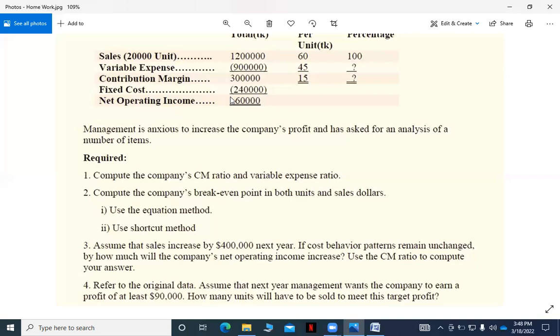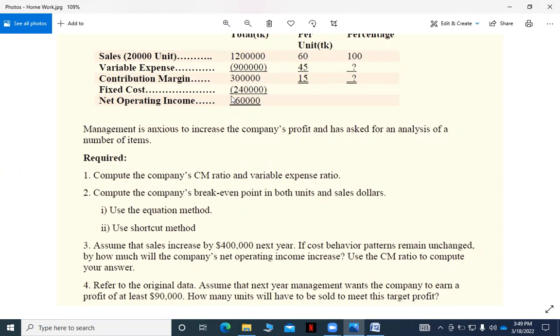Like for example, in a factory, you have to pay factory rent. Every month you need to pay factory rent. Factory rent is a fixed expense, is a fixed cost. Like you produce 20,000 units, still your factory cost will be 2,40,000. If you produce 25,000 units, still your factory cost will be 2,40,000. So factory cost will remain unchanged. Always it will be same.